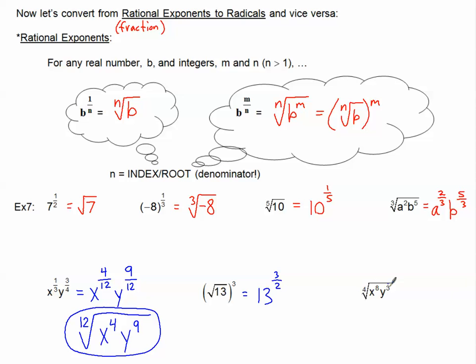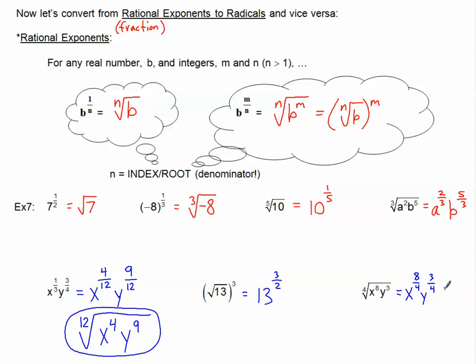Excellent. And now our last one. It's very similar to this one, but there's just one little twist in this. Of course, we're going to take each base as itself. So x to the 8/4 and y to the 3/4.